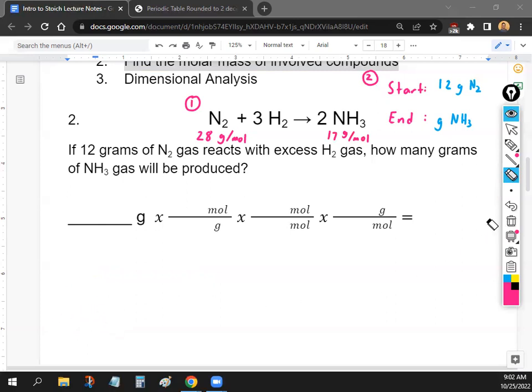Okay, so we did steps 1 and 2. Now we just need to do the last step and we will be all done. So the last step is the dimensional analysis or the math portion. And so to help you guys out, I have this neat little setup for you guys. It looks a little intimidating, but it's pretty easy to use. So this first blank is where we put our starting number. We're always going to put our starting number in the first blank.